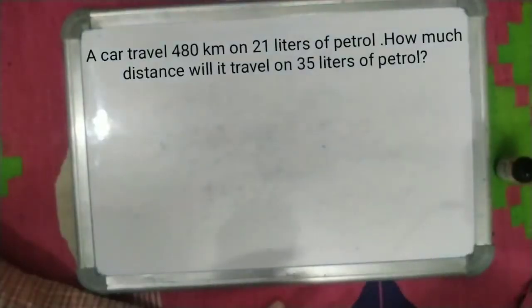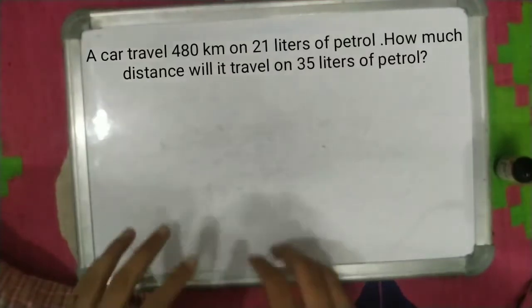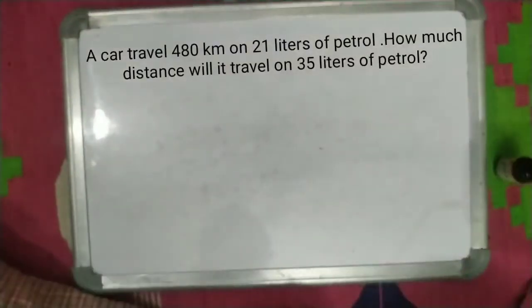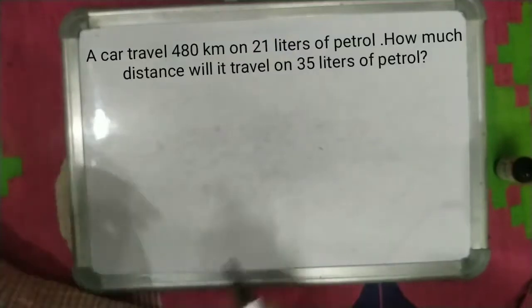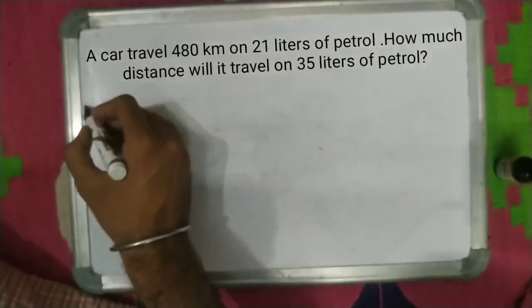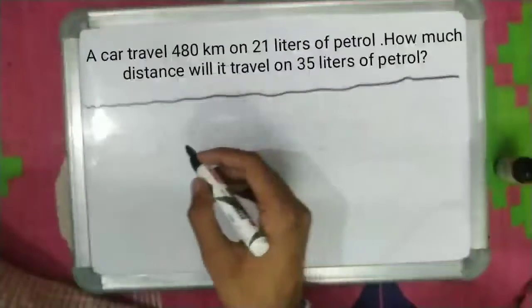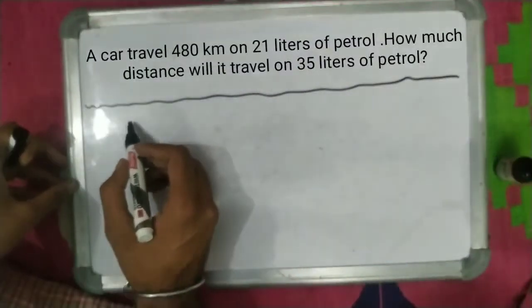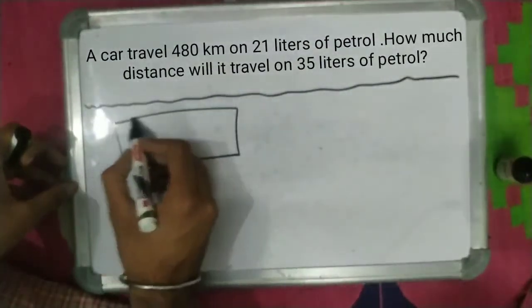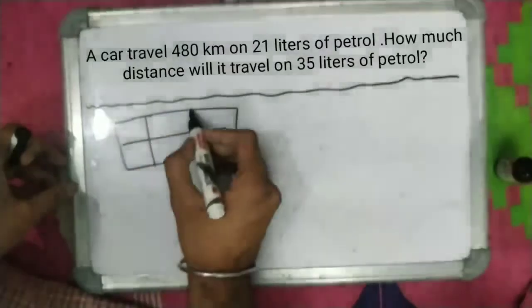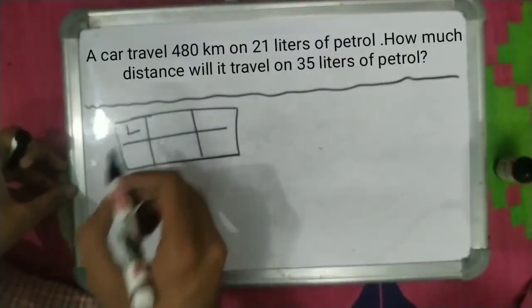Next question. A car travels 480 km on 21 liters of petrol. How much distance will it travel on 35 liters of petrol? So we have two things. First of all, we have to make a box. So I will make the box here. The box is simple, very easy. They said we have two things. The first thing is liters, so I will take liters here.